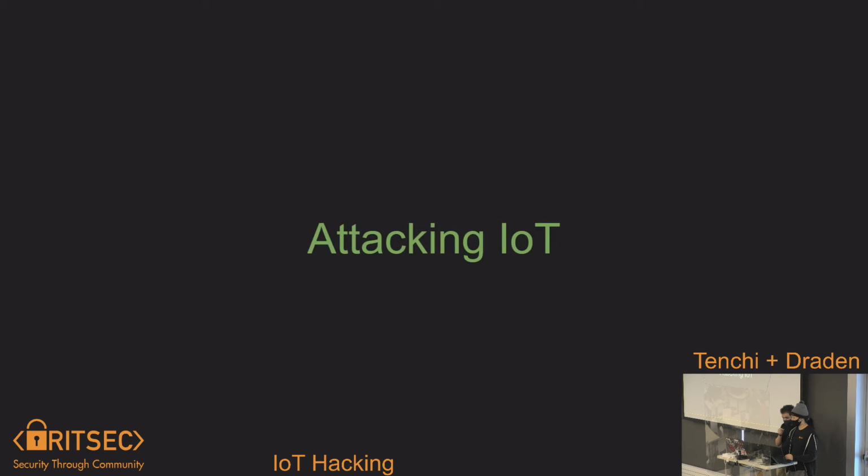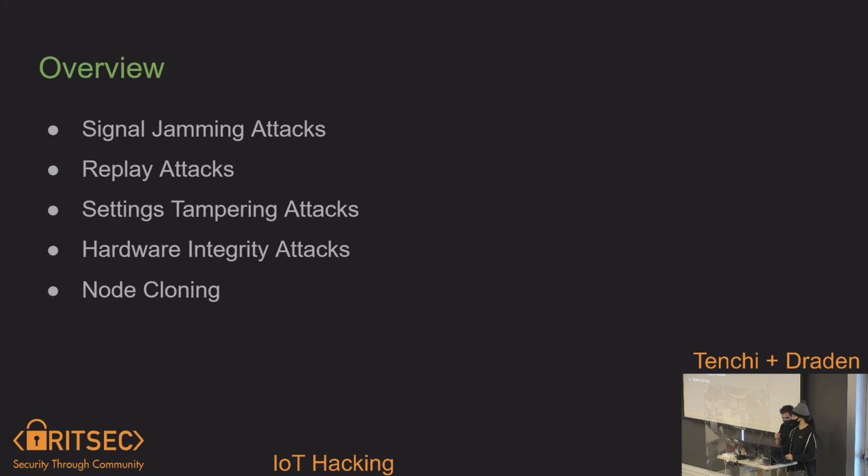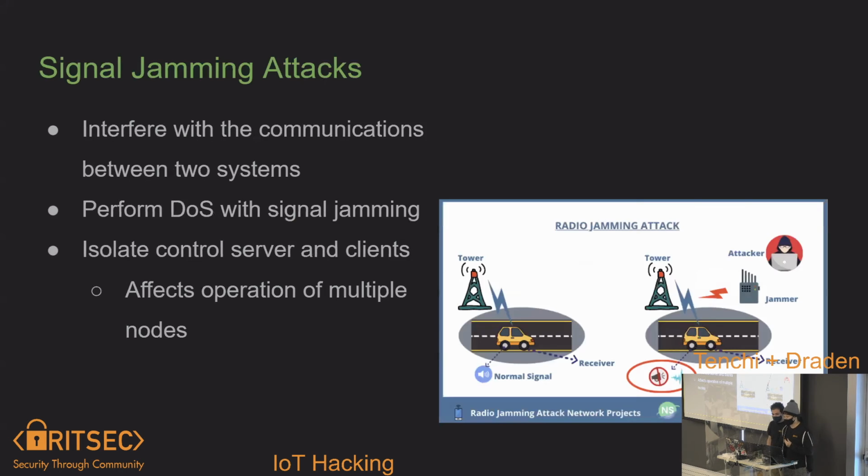Next, we're going to talk about how to attack Internet of Things devices and some different general types and forms that you'll see. Okay, so first up, we're going to talk about some signal jamming attacks. This is when you're interfering with communications between two systems. This can be leveraged to do denial of service attacks. You can isolate control servers and clients and affect multiple different nodes.